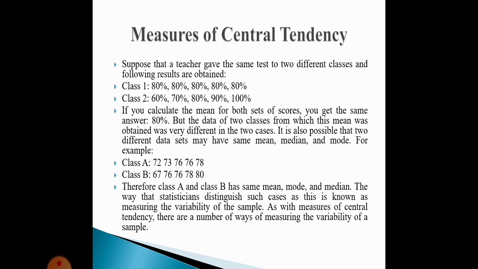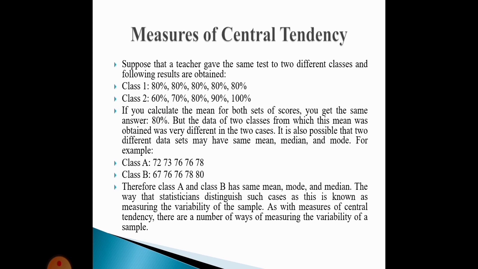For example, class A: 72, 73, 76, 76 and 78. Class B: 67, 76, 76, 78 and 90. Therefore class A and class B have the same mean, mode and median.